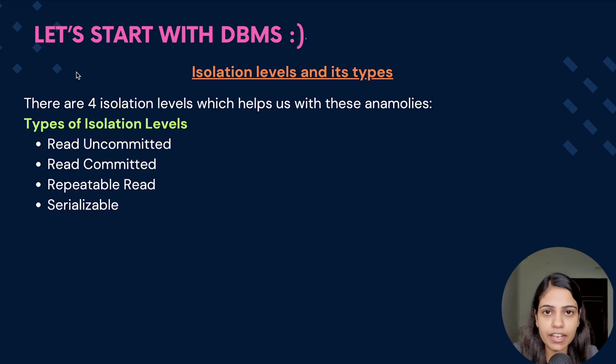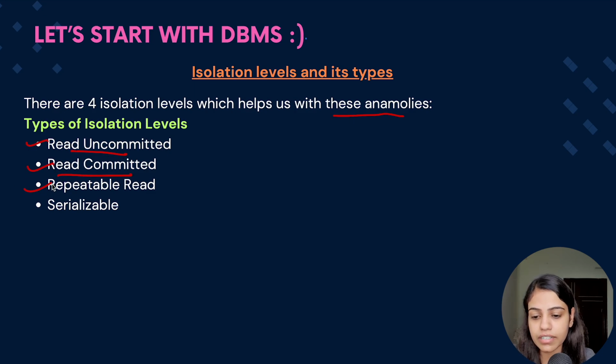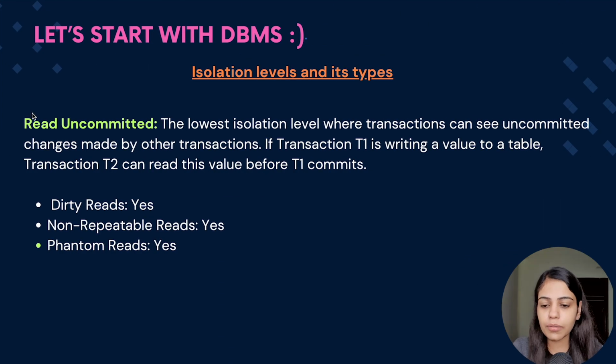Now we learnt about isolation level, we learnt about anomalies, but let's learn about the types of isolation level. There are 4 types of isolation level which help us with these anomalies. The first one is read uncommitted, the second is read committed, the third is repeatable read, and the 4th is serializable. So let's learn about each and every one of them. Let's start with the first isolation level, that is read uncommitted.